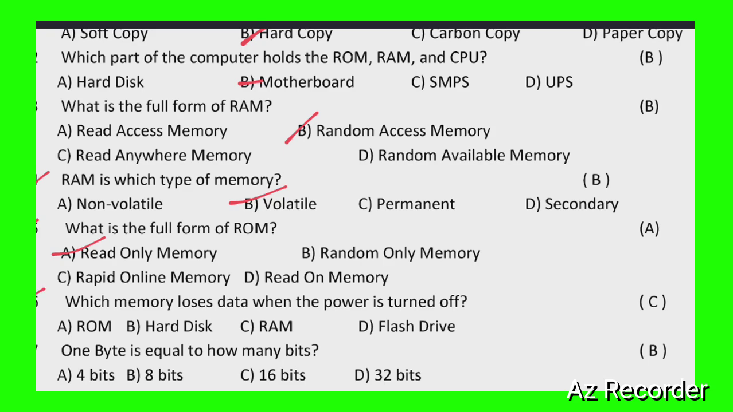Which memory loses data when the power is turned off? That is option C, ROM. 1 byte is equal to how many bits? That is option B, 8 bits.